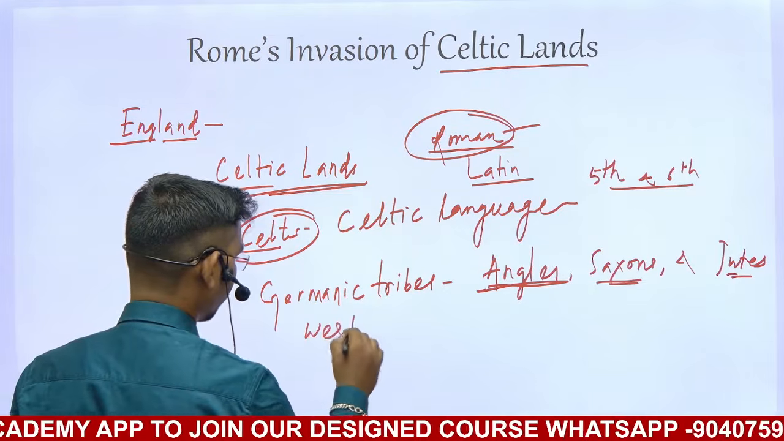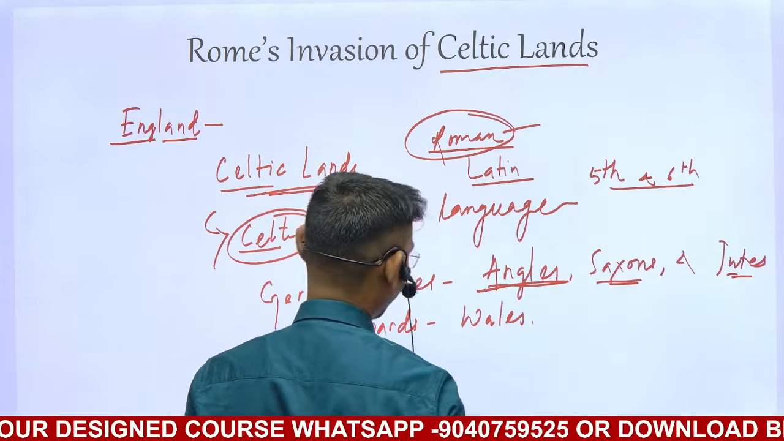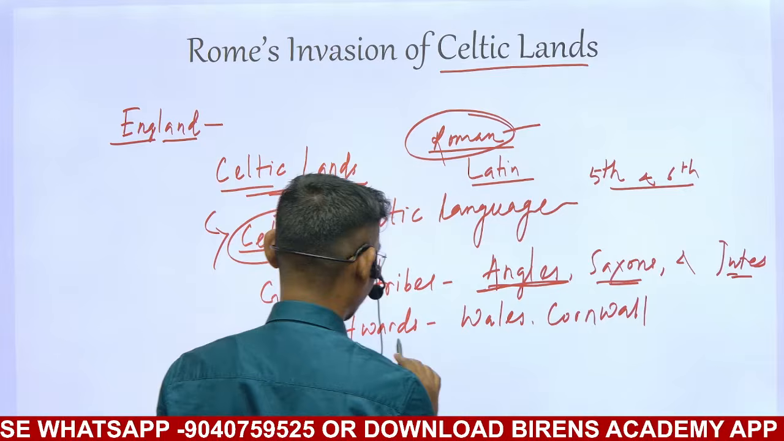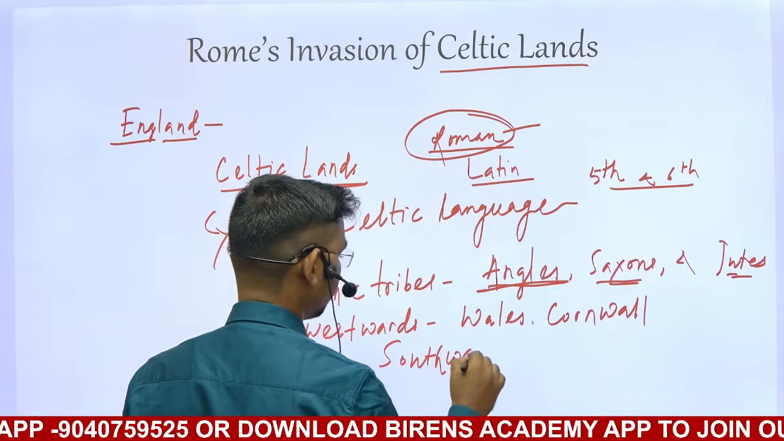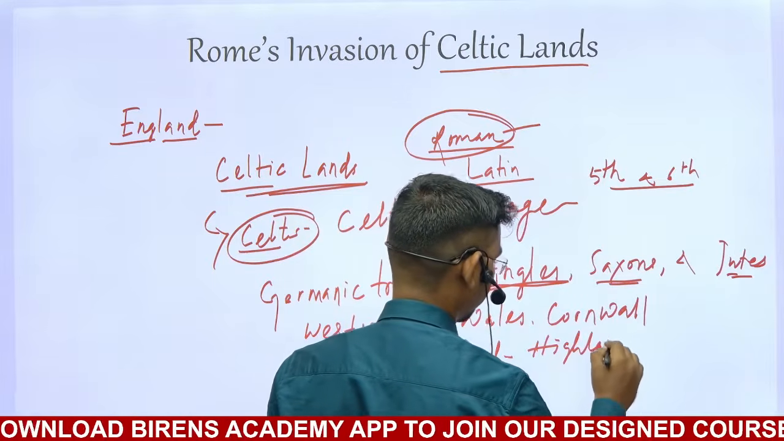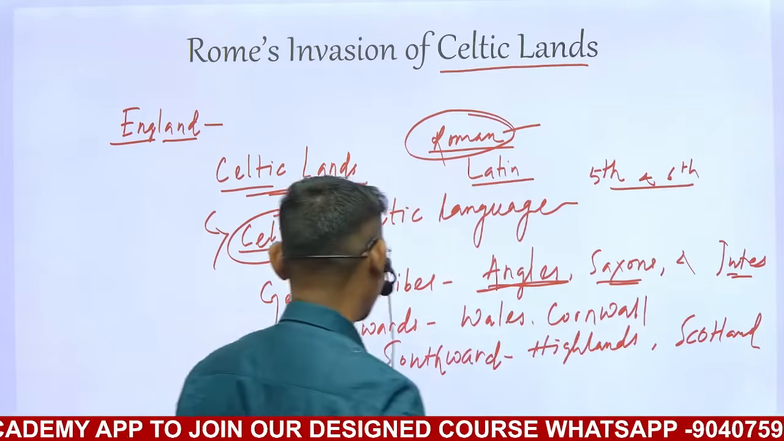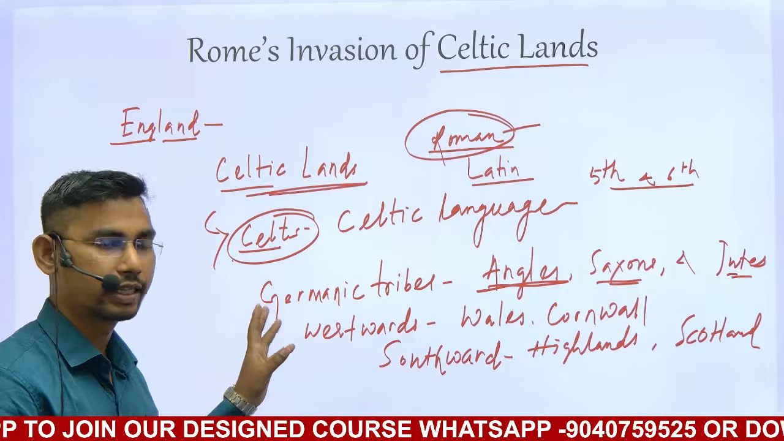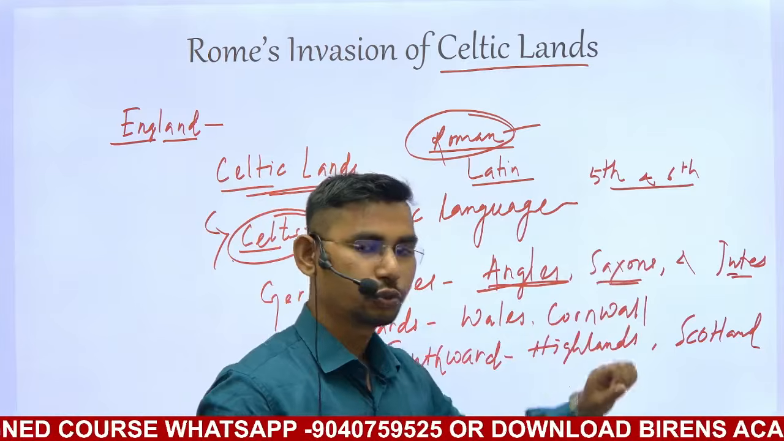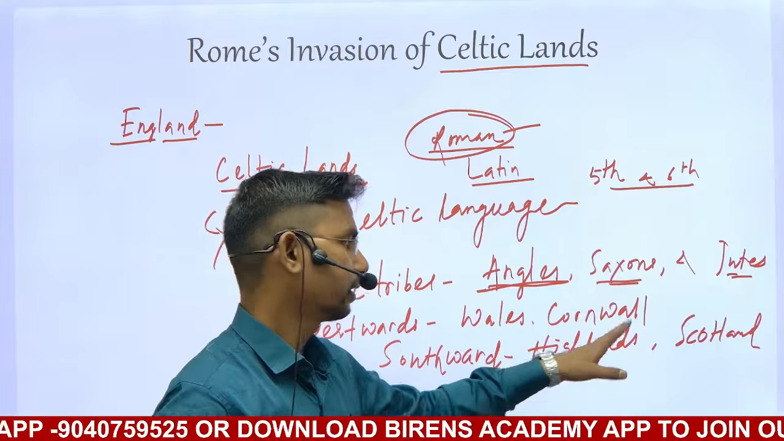Pushed westwards to Wales. The names of the places are Wales, Cornwall, and southward, the Highlands of Scotland. So these real inhabitants were pushed by the three Germanic tribes, Angles, Saxons, and Jutes, towards the west, to Wales and Cornwall, and southwards to the Highlands of Scotland.